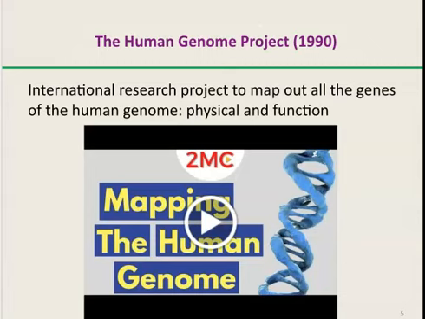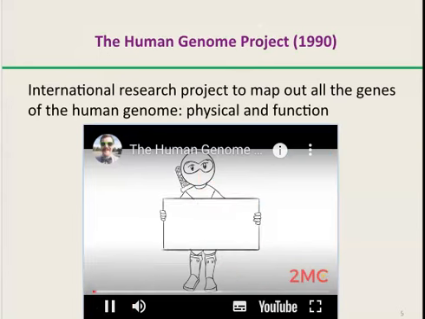I found a very short video that shows how, over the course of 13 years, the researchers were able to determine that there are over 20,500 genes in the human body. They were able to locate the order and the location of the genes. They weren't able to determine each function yet, but what it's really done is lay a really solid groundwork for researchers.